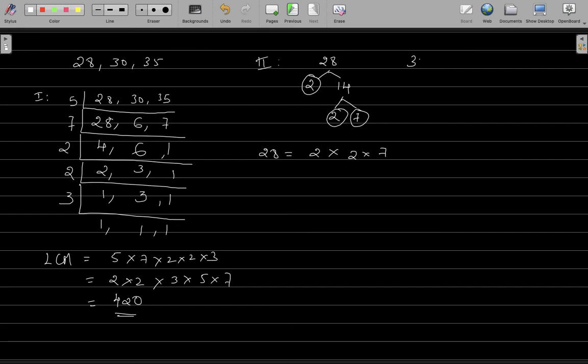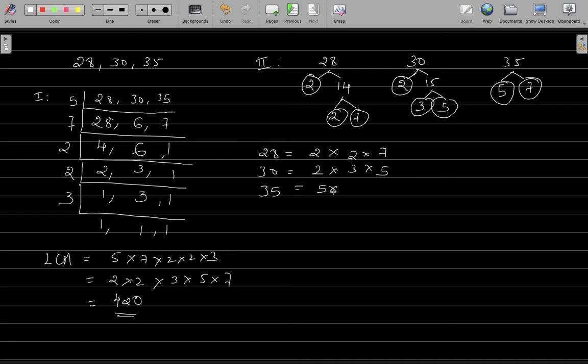We have 30 is 2 times 15, and 15 I can write as 3 times 5. So the prime factors here are 2, 3 and 5. So 30 I can write as 2 times 3 times 5, and 35 is 5 times 7. Both 5 and 7 are prime numbers, so I can write 35 as 5 times 7. So what are the unique prime numbers that you have? You have 2, 7, 3 and 5.